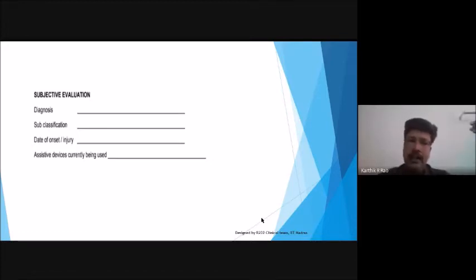So we need to identify what the diagnosis is and if there is a subclassification. Because if it is a spinal cord injury, then we usually refer to the ASIA classification to identify whether it's complete or incomplete and what the level of injury is. So that kind of information is basically put into this subjective evaluation.